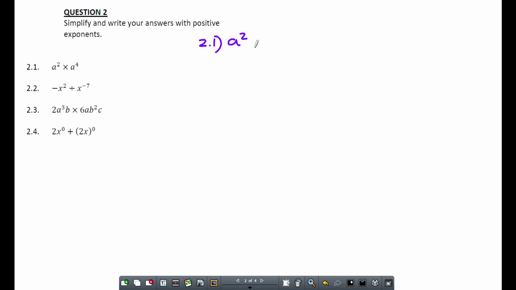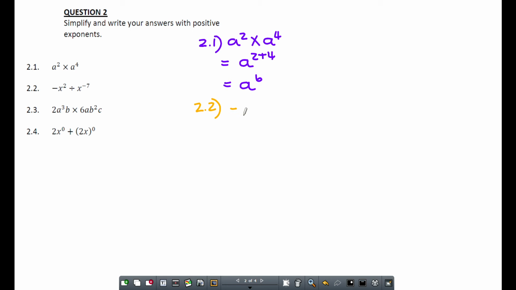A to the power of 2 times A to the power of 4. Base is the same and we're multiplying. So what do we do with exponents? We add them. So you should have A to the power of 6. In this case, it would have counted 1, maybe 2 marks. So then that middle step you didn't have to do.